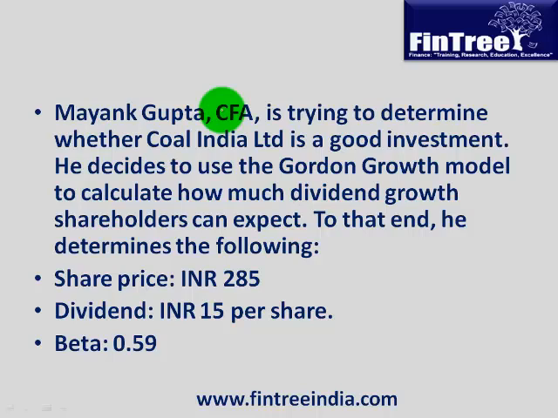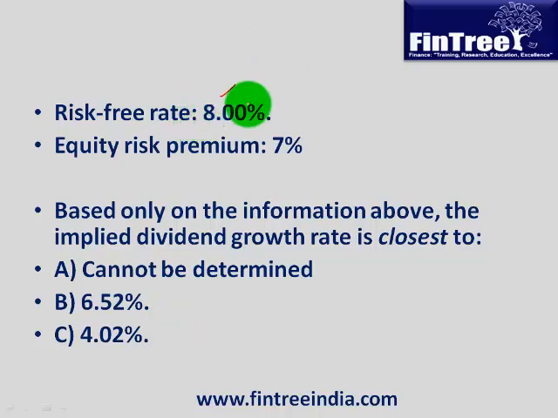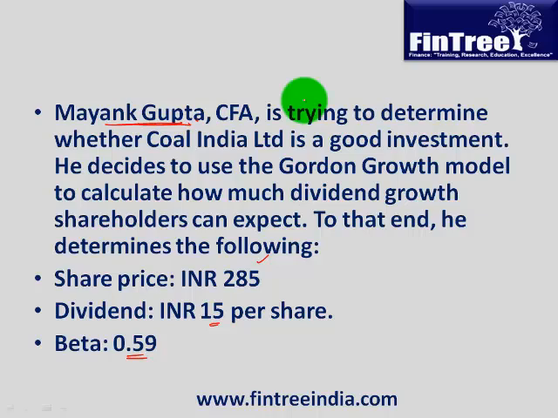This is based on actual data, an actual gentleman sitting in the class. Mr. Gupta is trying to determine whether Coal India Limited is a good investment. He decides to use the Gordon growth model to calculate how much growth shareholders can expect. The price yesterday was in the range of 285. The last dividend was about 15. The beta on the BSE website is 0.59. I have assumed current RFR to be 8, premium to be 7. Find out the expected implicit growth rate. RFR 8, premium 7.